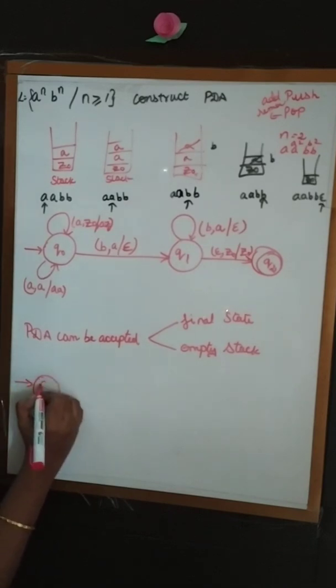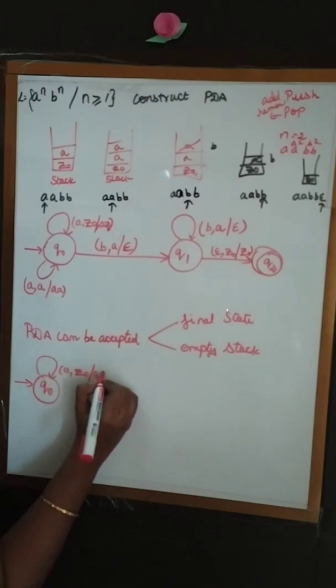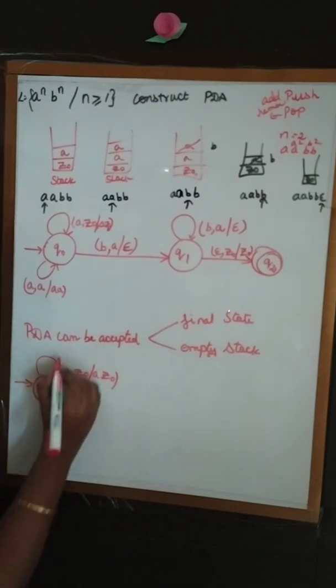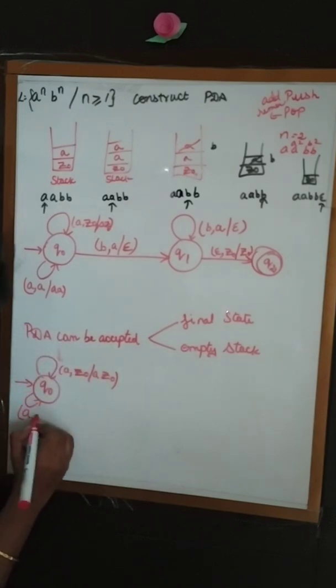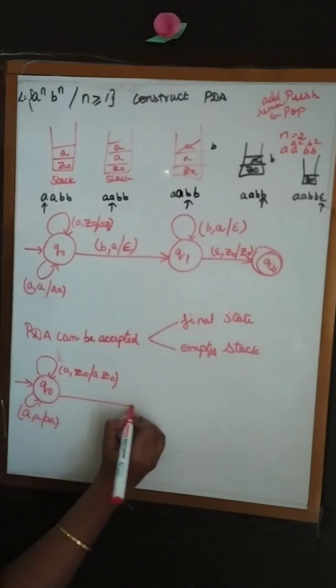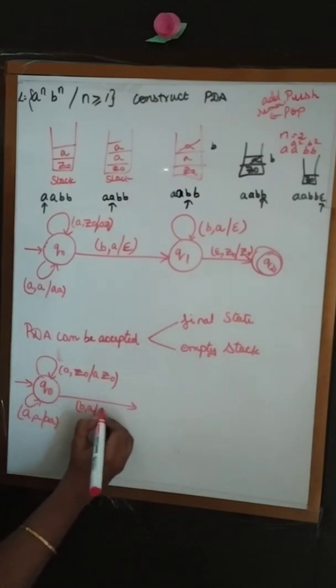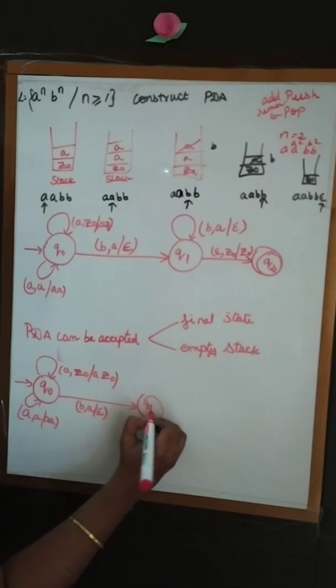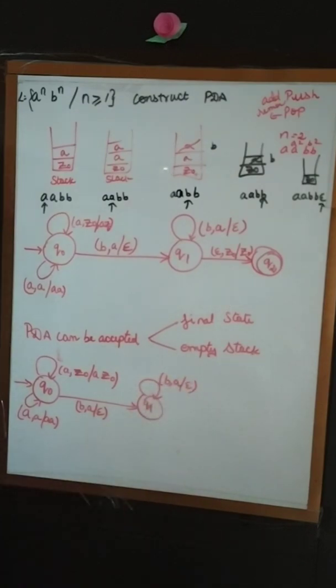So if you want to empty the stack, you can do it in a different way, that is, Q0 when it sees A and Z0 is on top of the stack, we are pushing. And similarly, when A is there on top of the stack, we are going to push. So whenever B is the input symbol and A is on top of the stack, pop, Q1. That can happen for n number of times.